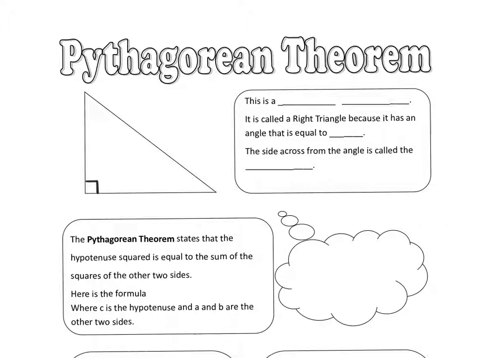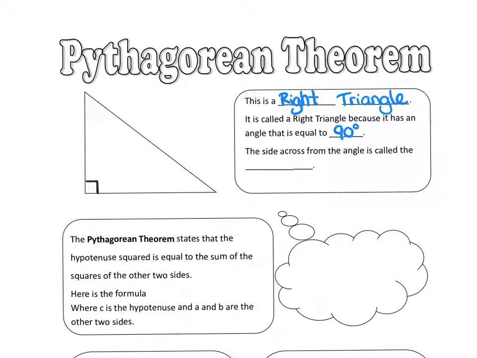Now, this is what we call a right triangle. The reason they call this a right triangle is because it has an angle in it that is equal to 90 degrees. And what's really cool is that the 90 degrees is actually shown as a little square in the corner of the triangle.